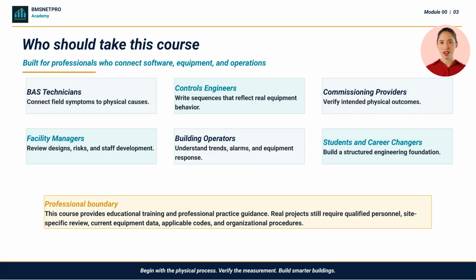This course serves several audiences. Technicians can connect symptoms with physical causes. Controls engineers can write better sequences because they understand the equipment behind the logic. Commissioning providers can test whether the system is achieving the intended physical outcome. Facility managers can use the material to review design assumptions, evaluate risks, and develop staff. Students and career changers can use the course as a structured entry point into the engineering behind building automation. It is also important to be clear about boundaries. This is professional education, not a substitute for licensed engineering, safety procedures, codes, manufacturer instructions, or site authorization.